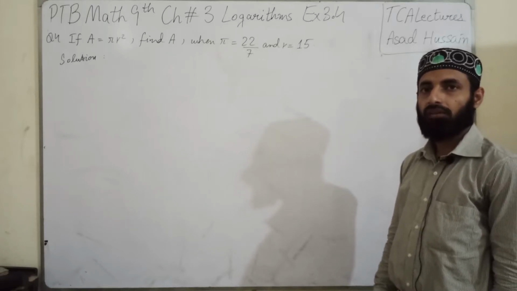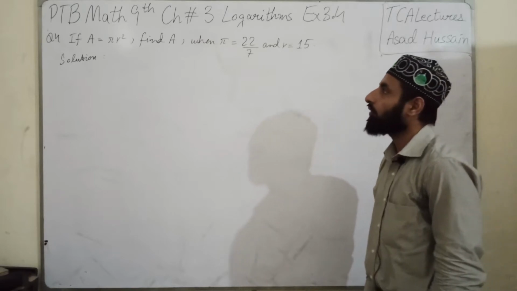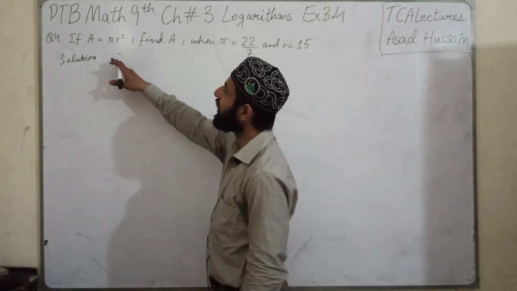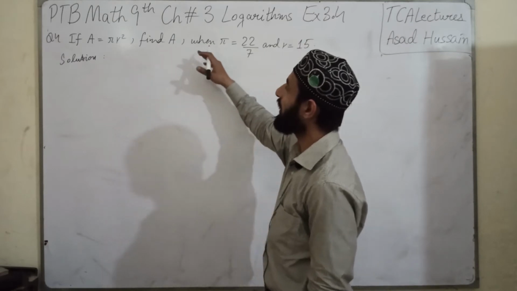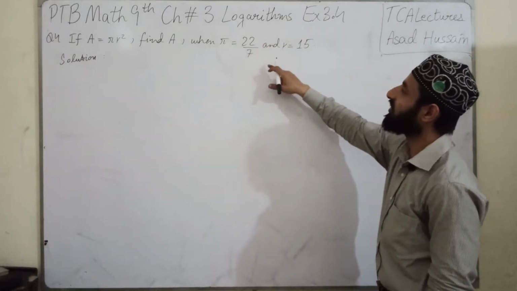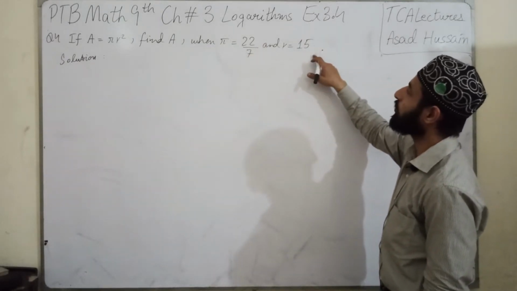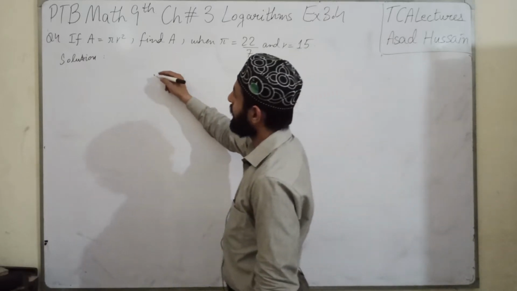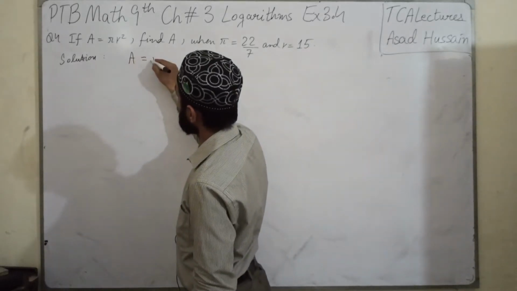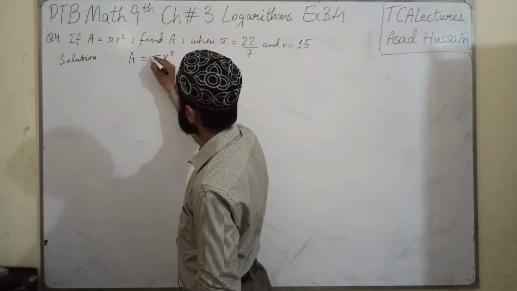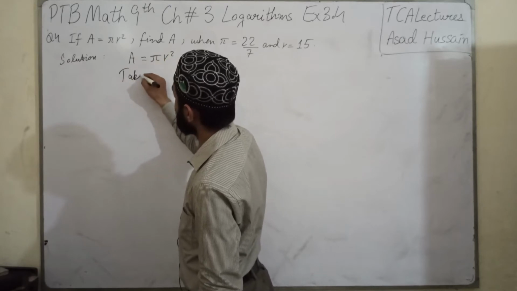In this video, I will solve question number 4. The statement of question number 4 is: if a is equal to pi r square, find a when pi is equal to 22/7 and r is equal to 15. We have the relation a is equal to pi r square. Take log on both sides.